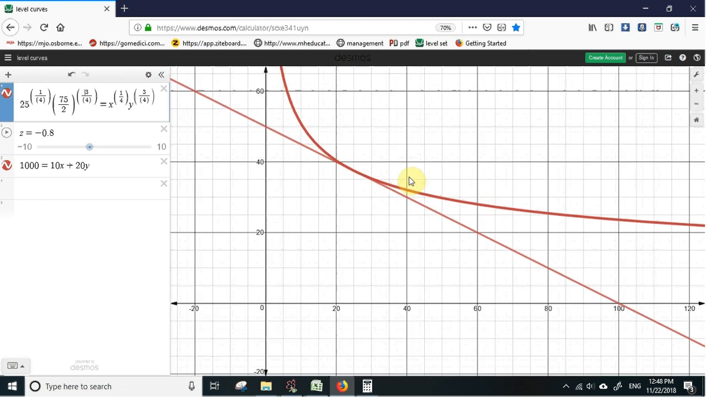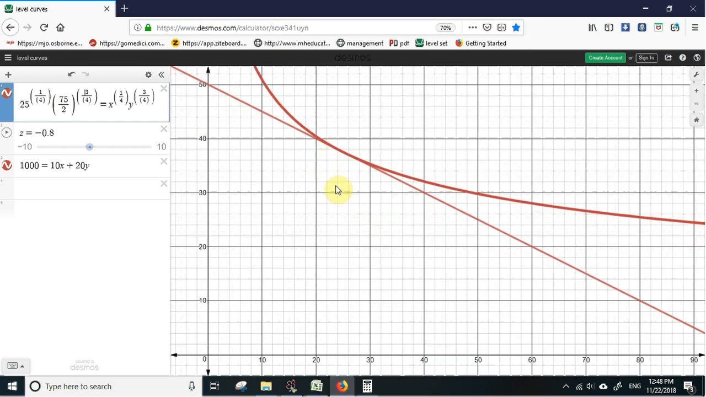So this is the graphical presentation of our problem, where the optimal commodity purchase is 25 units of x1 and 37.5 units of x2.